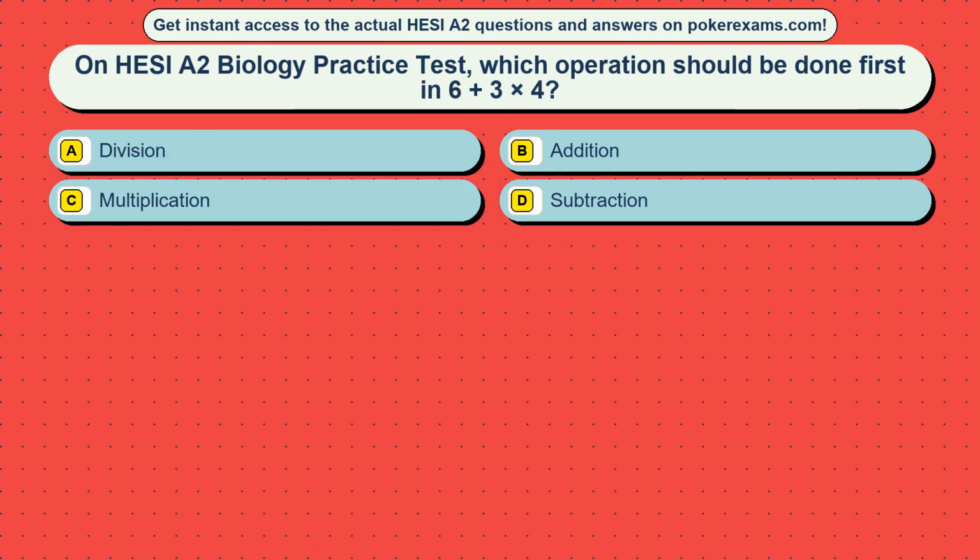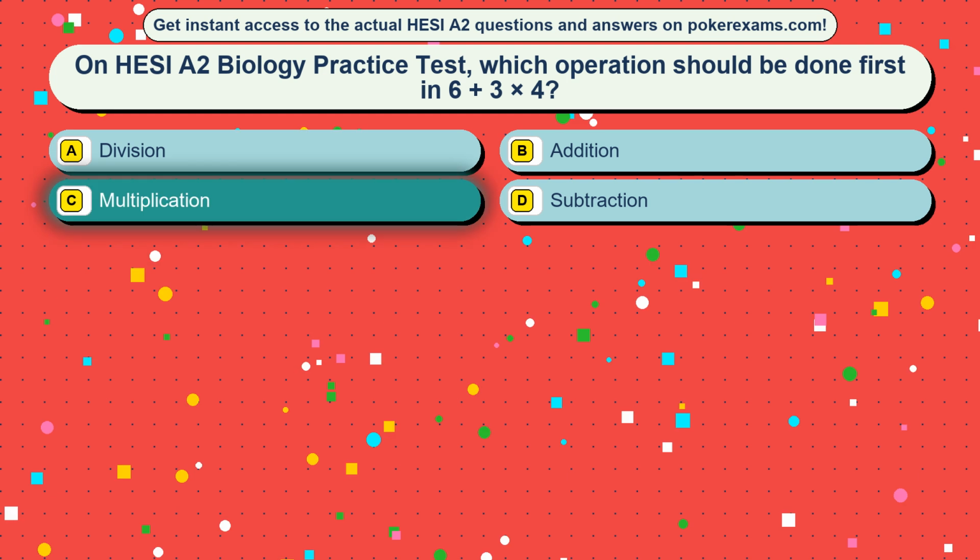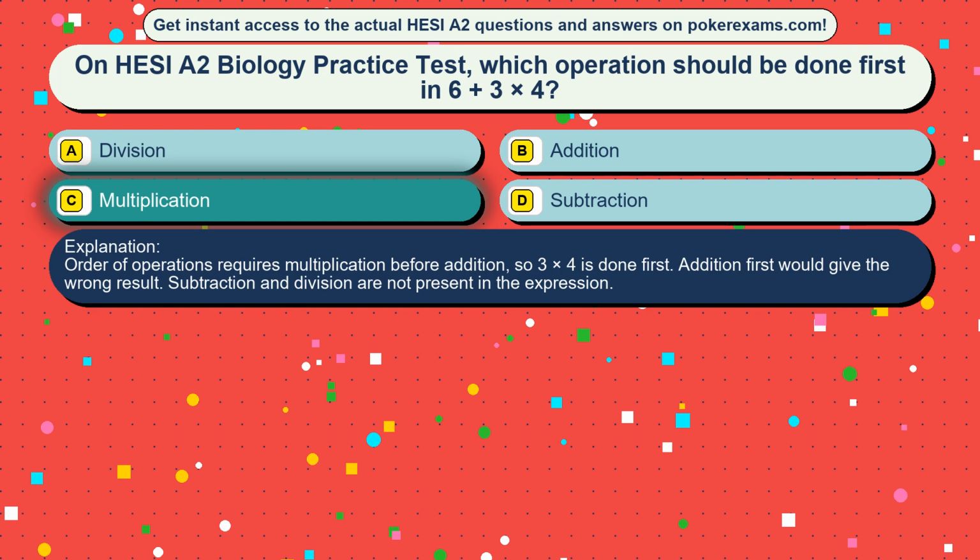Question 4. On HESI A2 Biology Practice Test, which operation should be done first in 6+3/4? Option A, division. Option B, addition. Option C, multiplication. Option D, subtraction. The correct answer is option C, multiplication. Order of operations requires multiplication before addition, so 3/4 is done first. Addition first would give the wrong result. Subtraction and division are not present in the expression.